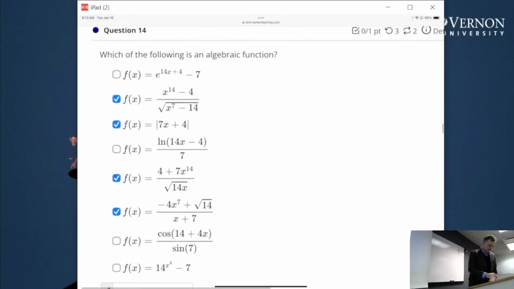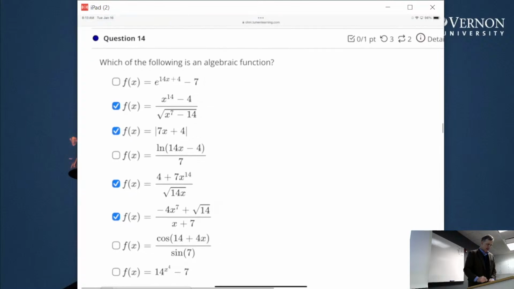So if you were confused about number 14, there are the answers. Basically, algebraic just means things that aren't exponential or sines or cosines or logarithms.